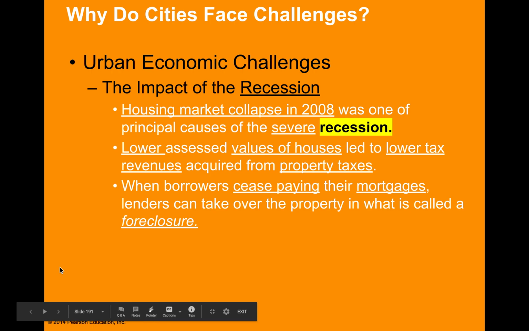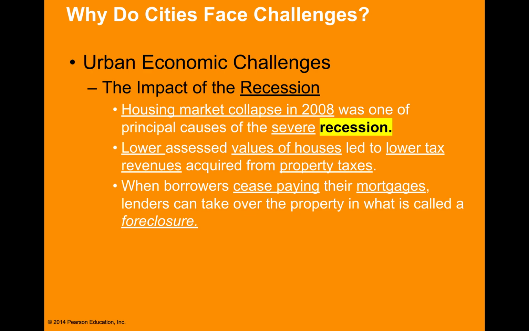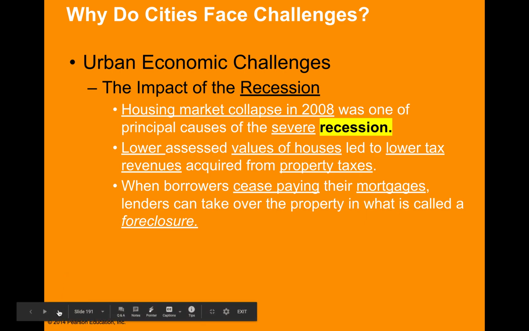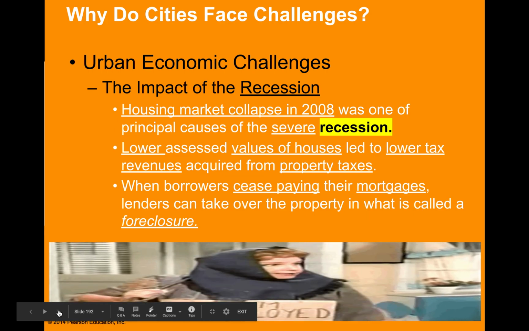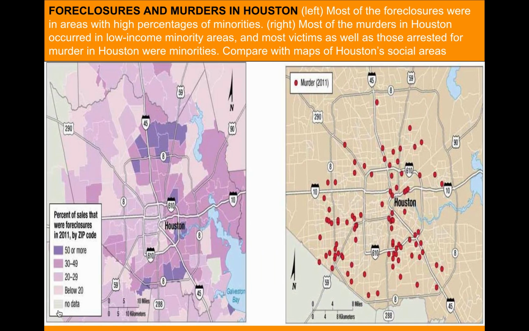All right, impact of recessions in 2008, the subprime mortgage crisis, our housing crisis put us in a severe recession, lowered the values of houses, it lowered the property taxes, it lowered the revenues coming into cities. Many borrowers ceased paying their mortgages, and there were many foreclosures that happened. Again, this hits hardest with the low socioeconomic classes. Here's a look at foreclosures, and with that increases the underclass, the permanent underclass, and with that comes crime.